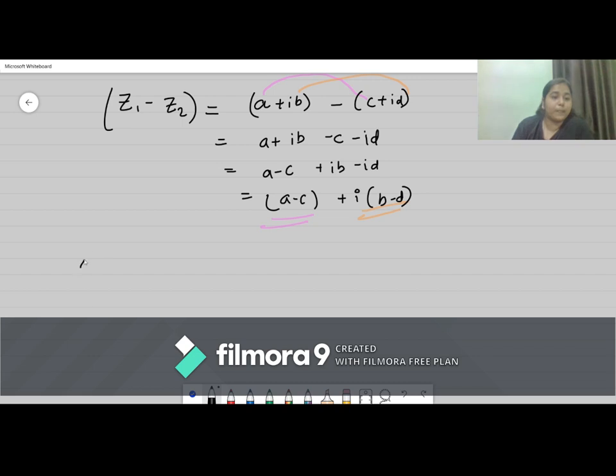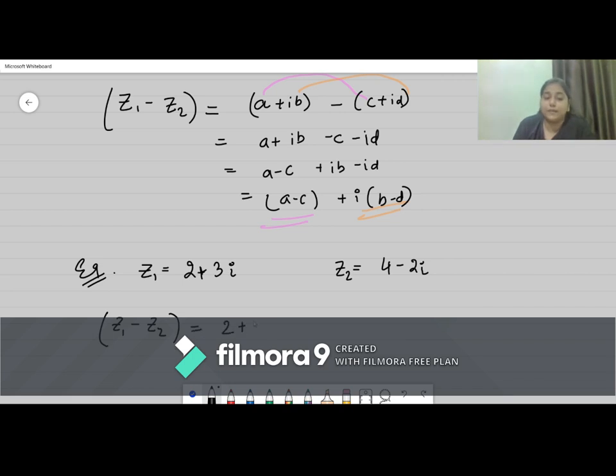Okay. Again, I am considering two complex numbers. Say 2 plus 3 iota and another complex number z2, 4 minus say 2 iota. Now z1 minus z2 we have to find out. How are we going to do that?